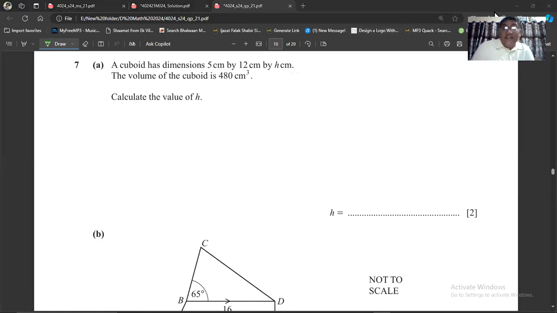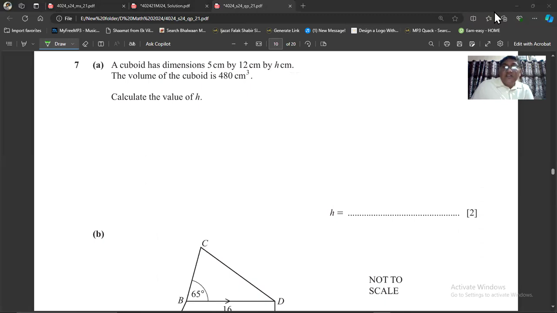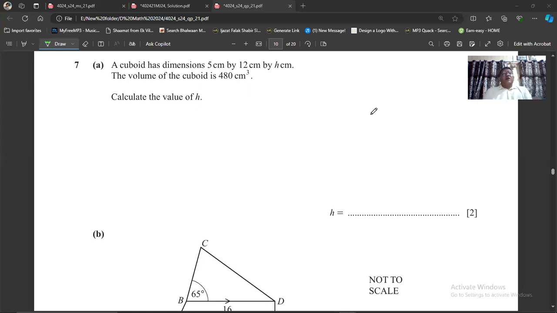The next question is question number 7, part A. A cuboid has dimensions 5 centimeter by 12 centimeter by 8 centimeter. The volume of the cuboid is 480 centimeter cube. Calculate the value of h.